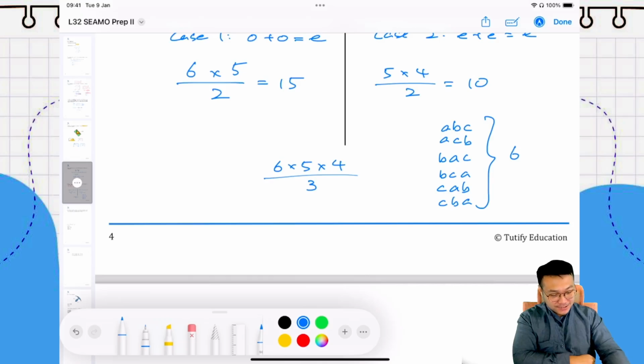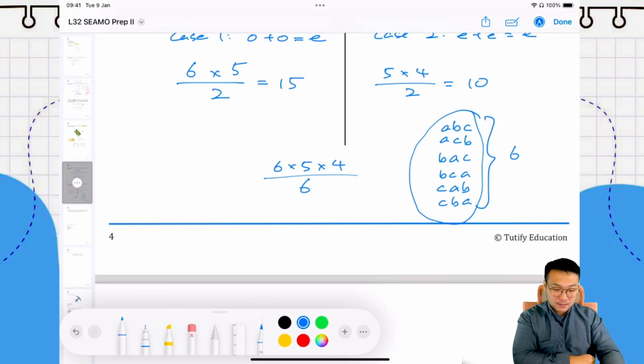So students, you have to divide by the number of ways to rearrange them. Because if the order does not matter, then you have to get rid of the double counting. Actually, these are all the same, but they are counted in 6 different ways. So you have to divide it by 6.